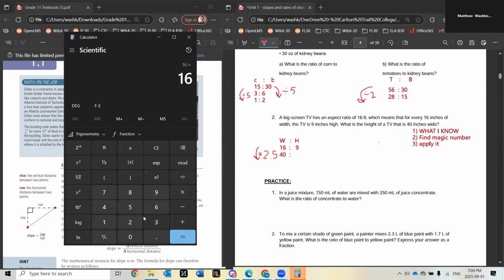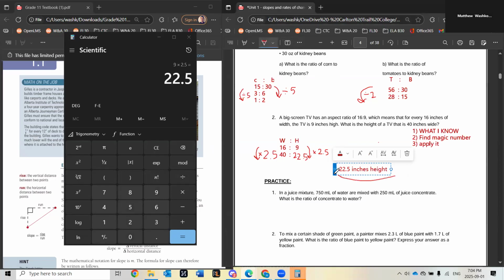Well, then that means 16 times 2.5 must give me 40, which means the same holds true for the other side. 9 times 2.5 gives me, well, let's find out. Oops. 9 times 2.5 gives me 22.5. So my final answer here is 22.5 inches wide, or height. Now, you usually want to get into a good habit of circling your answer because you're going to come back in 4 months. You're not going to remember it as well. Circle your answer.